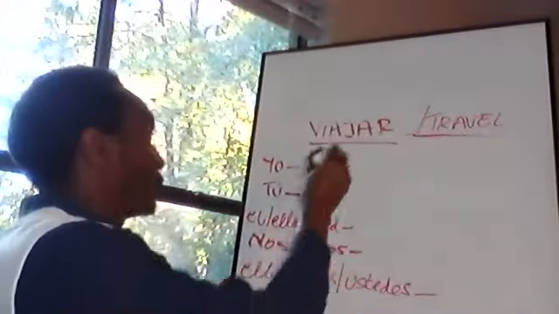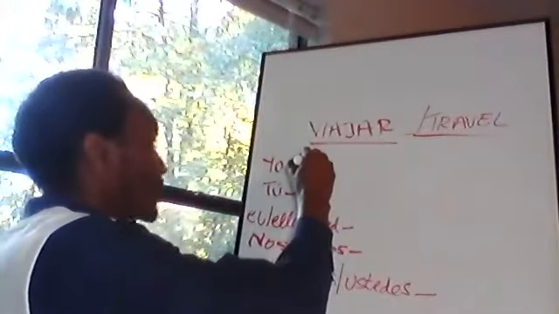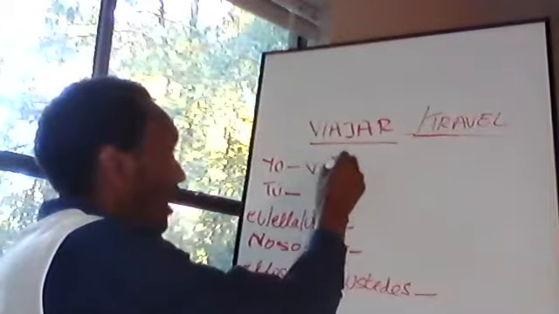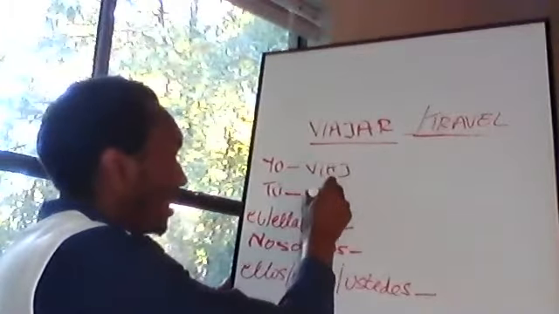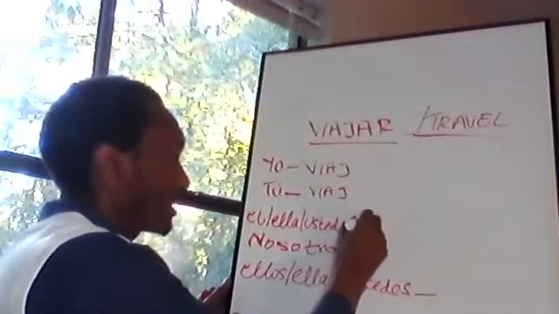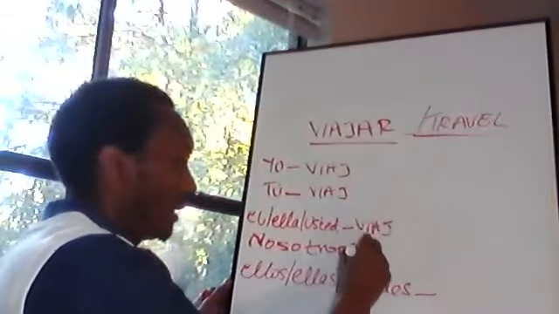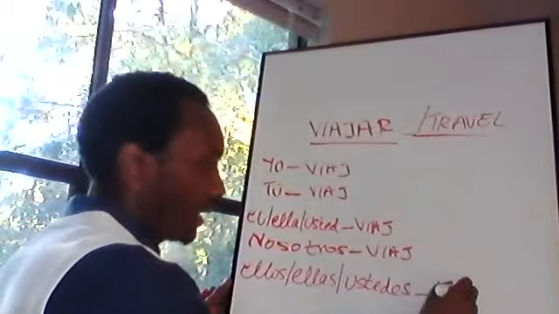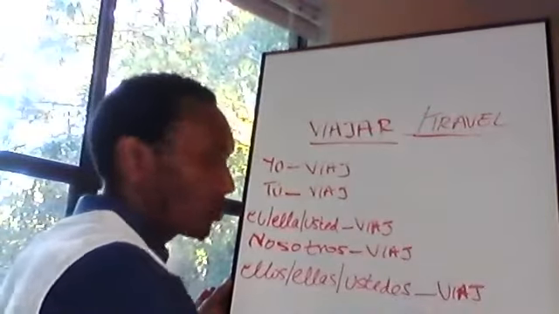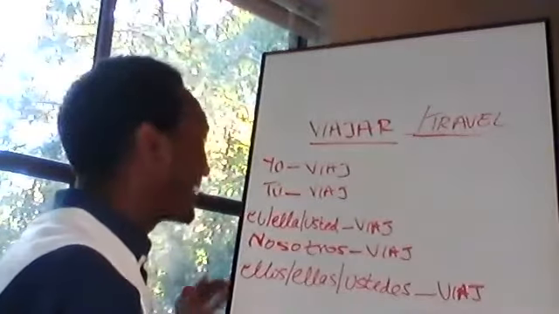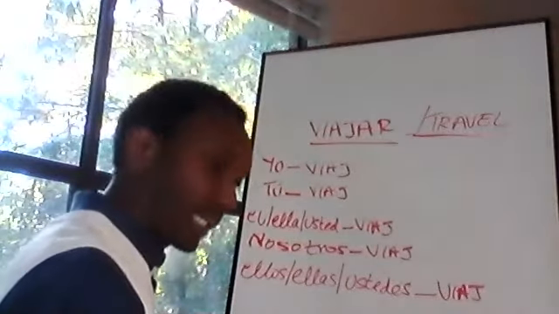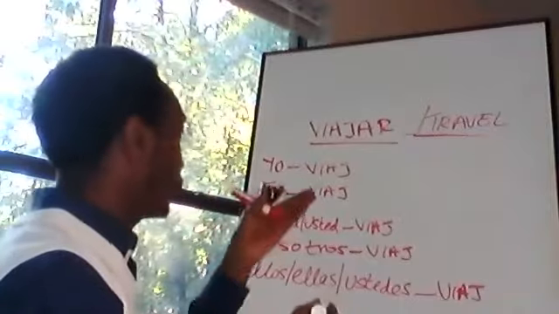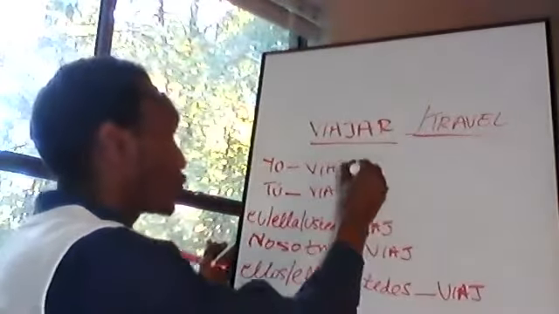Now let's look at it. Remember, what you do with the stem is you just transplant it. So we can go ahead and transplant the stem, V-I-A-J, to each subject, because that's where we're going to add the endings. Let me see if I can get a different color to show. So remember, the first person ending is O.